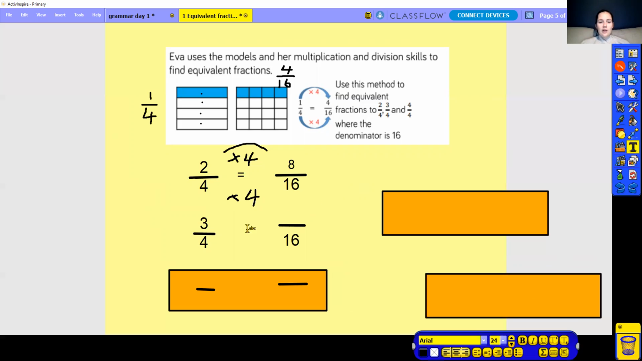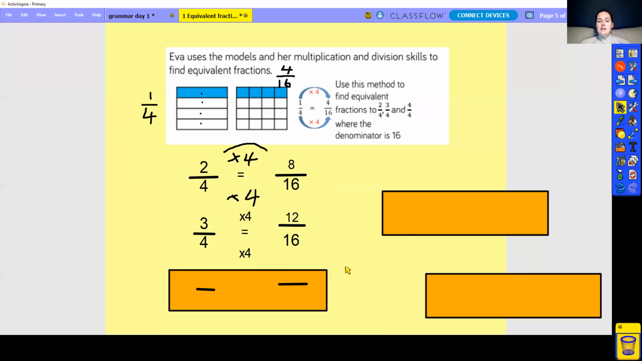Okay, I hope you've had a little go at that. So, as we said before, we multiplied by 4. So we've done 4 times 4, which is 16. So we need to do the same to 3, so we need to times it by 4. 3 times 4 is 12. So we can see now that 3/4 is equivalent to 12 over 16. So let's see the last one then.